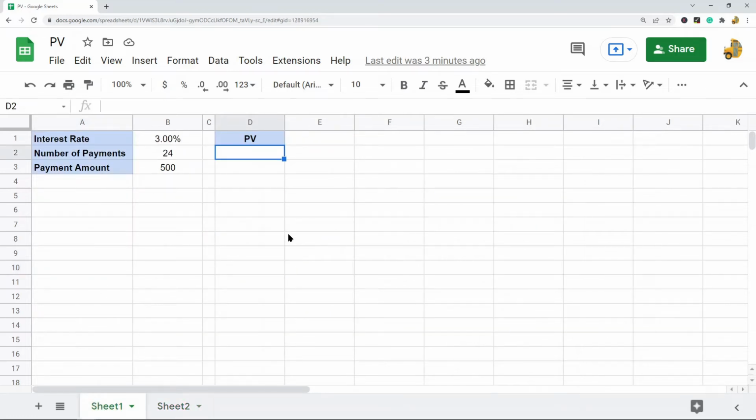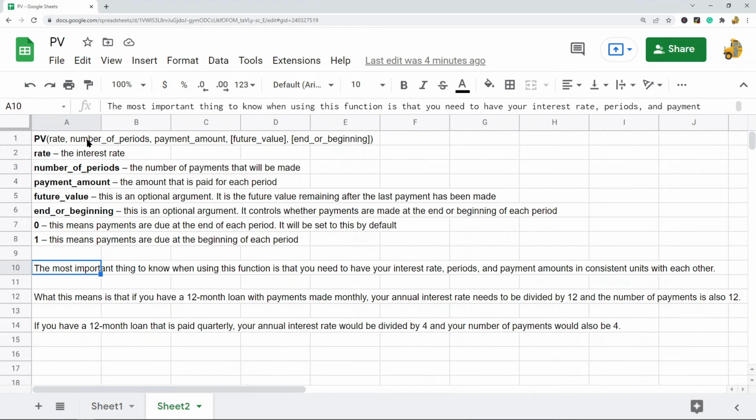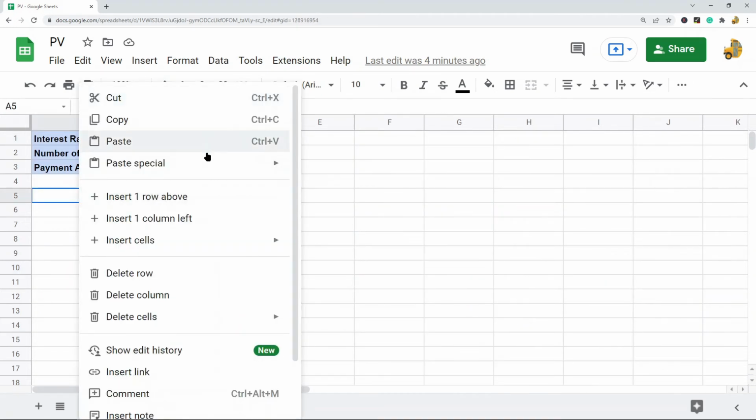In this example, I have a loan with an annual interest rate of 3%, the loan period is 2 years, and payments are made monthly. A 2-year loan paid monthly is 24 payments, and the payment amount is $500. Let me put the syntax over here so you can follow along.